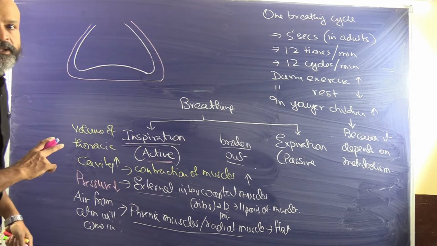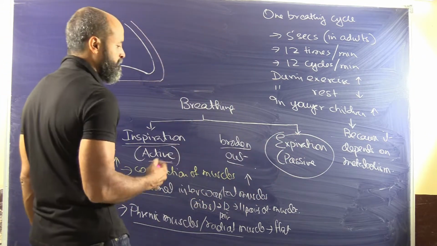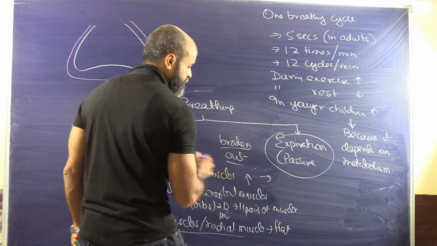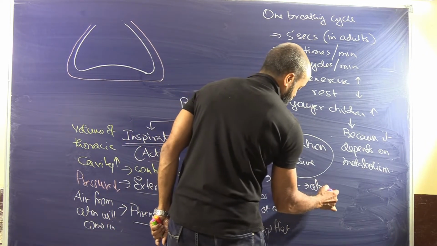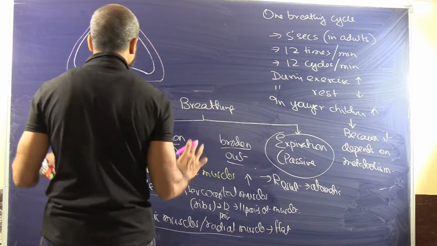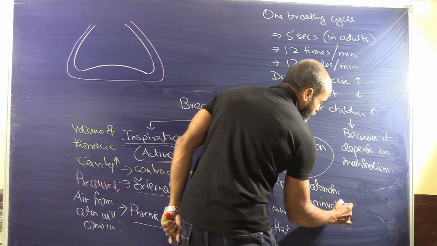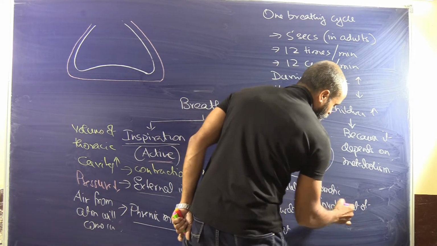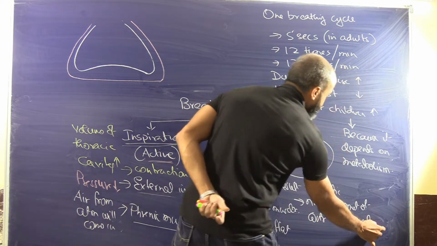Now what happens during exhalation? What happens during expiration? This is a passive process. This is just a result of inspiration. It will be an automatic process. Automatic process means there is no involvement of contraction of muscles. So no muscles are basically contracting.